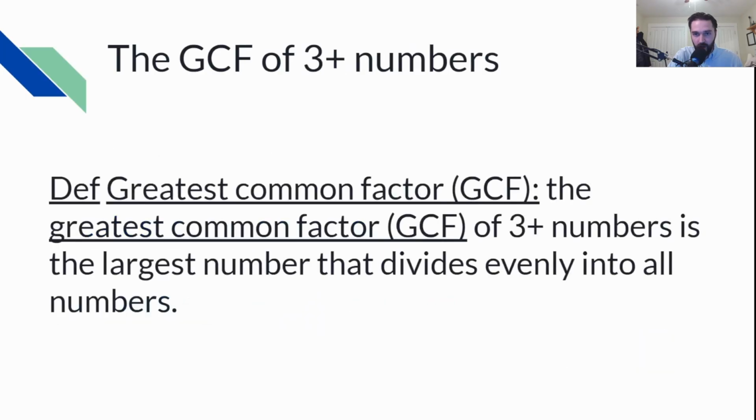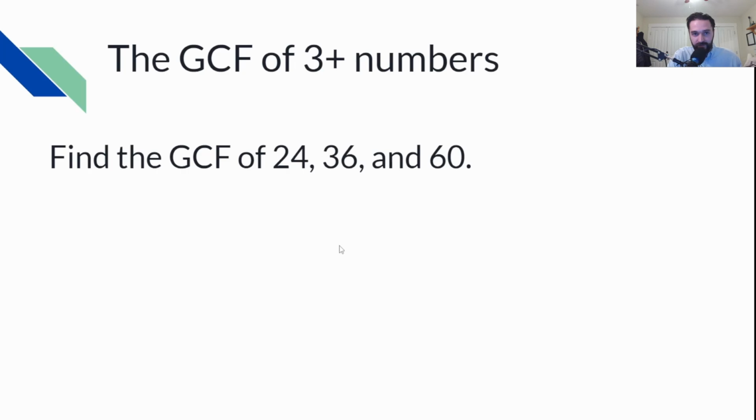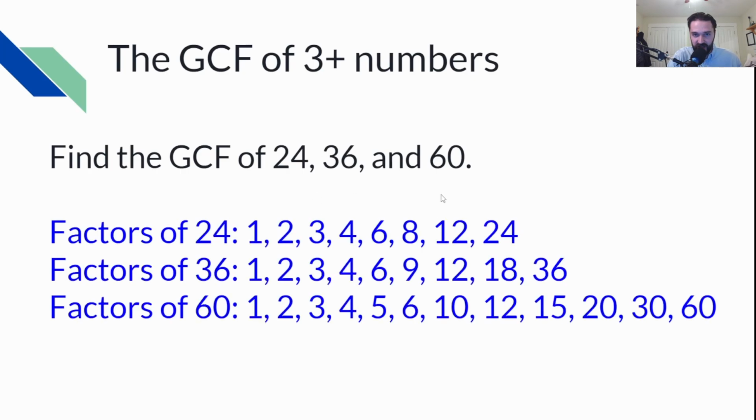We can extend this to 3 or more numbers. The GCF of 3 or more numbers is the largest number that divides evenly into all numbers. Here we're asked to find the GCF of 24, 36, and 60. So we're going to do the same thing, right? We're going to make lists of factors of each number, and then look for the biggest number that occurs in all three lists. In this case, the biggest number is 12. So the GCF of these three numbers is 12.